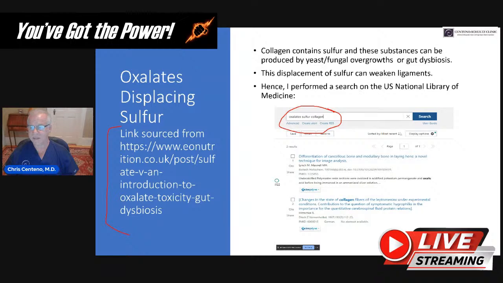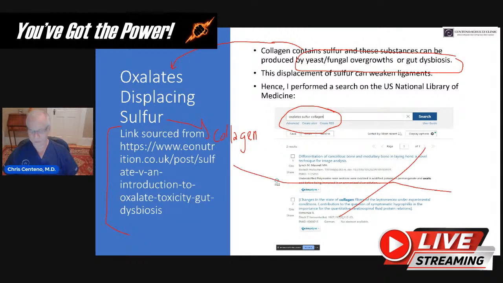All of these things have been reported, the oxalates being caused by yeast fungal overgrowths or gut dysbiosis. So those problems apparently cause the oxalates, which then replace the sulfur. So these problems create oxalates, apparently, is the concept. The sulfur then gets displaced out of the collagen molecules, and then the collagen weakens. But again, even at the basic science level, there's really no research on this at all.